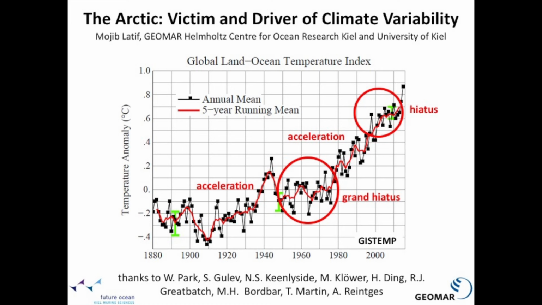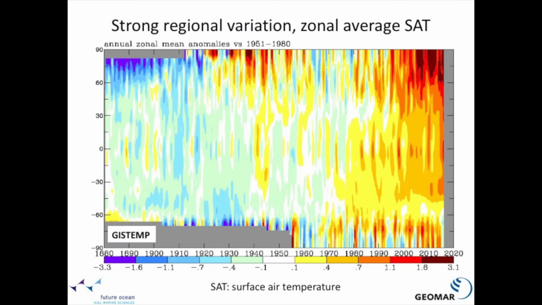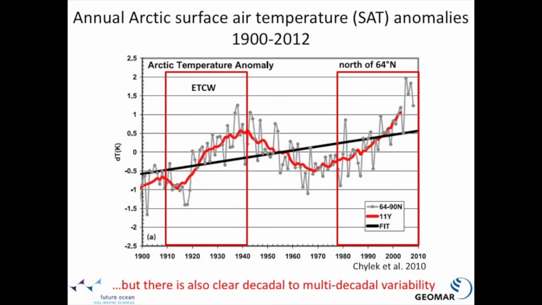And you see this pattern not only in global average temperature, but you see it basically everywhere. So what we are looking at here is a latitude-time diagram. At the top we have the high northern latitudes, and what is shown is the temperature anomaly zonally averaged around latitude circles, and you see especially in the Arctic, the high northern latitudes, that the Arctic is participating in this multi-decadal variability.